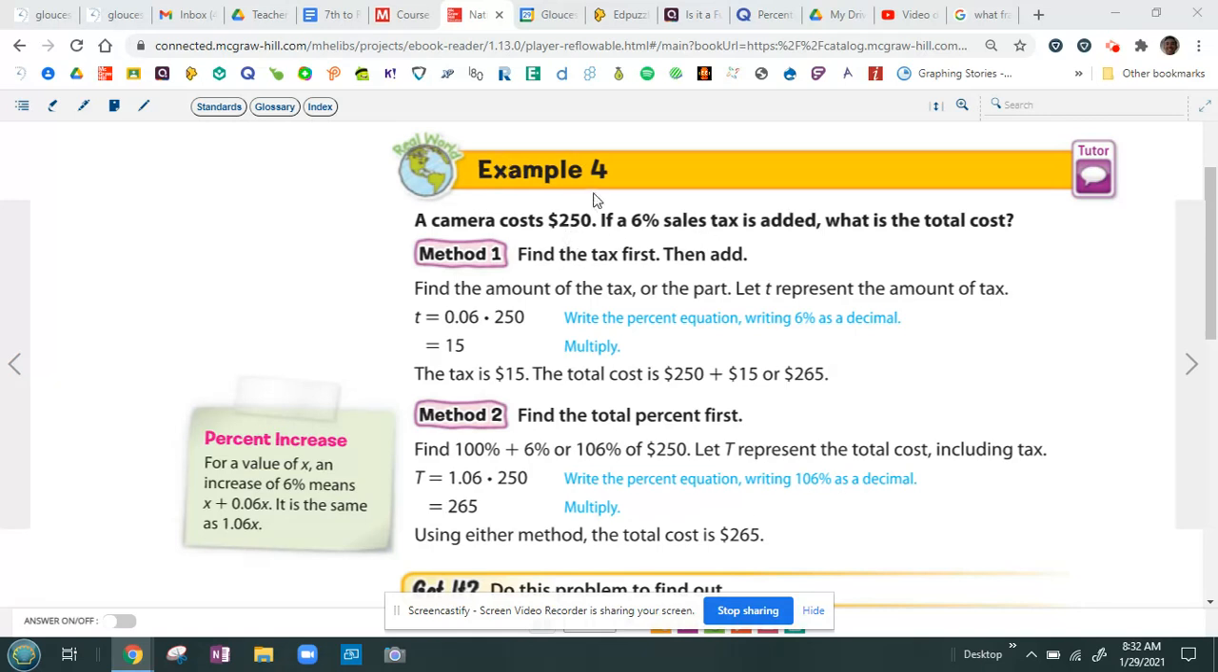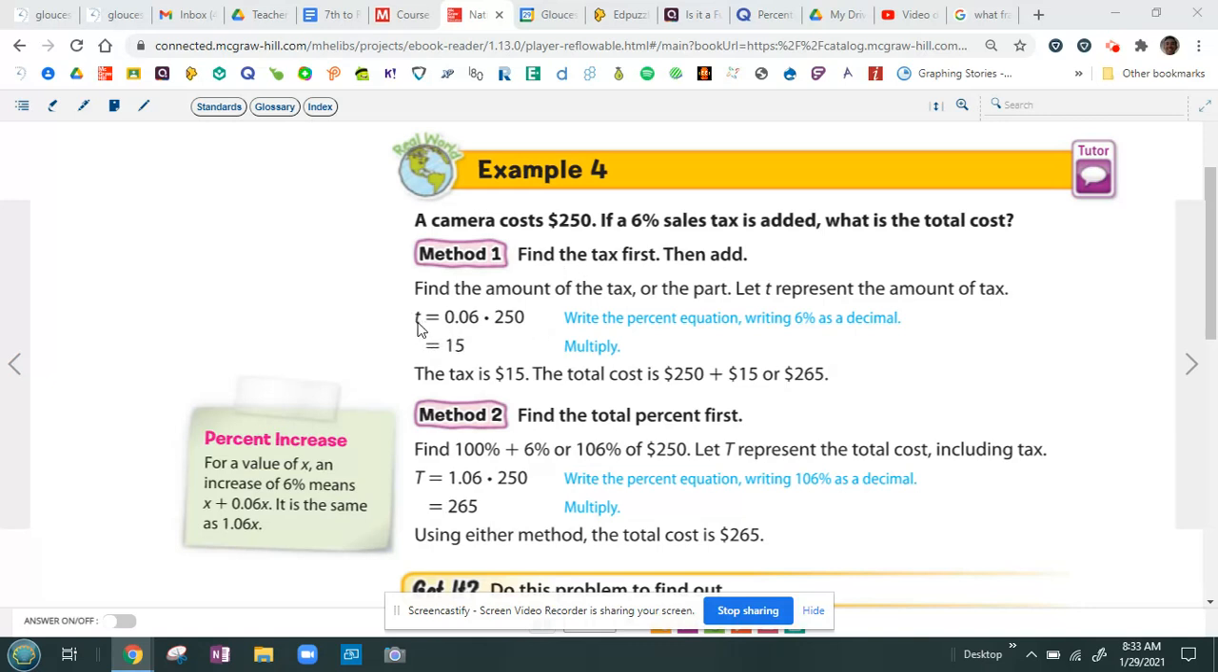Okay, so here's an example 4, a little bit different sales tax here, but the camera costs $250, and if a 6% sales tax is added, what is the total cost? Okay, so you have to calculate the percent of the 250 and then add that on. And that's the first method that they give us.